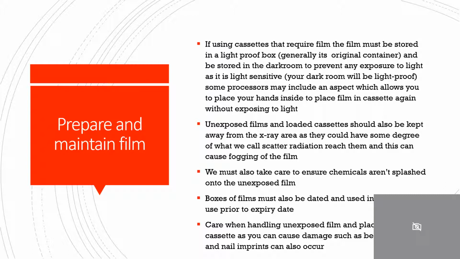Prepare and maintain film. If using cassettes that require film, the film must be stored in a light-proof box, generally its original container, and be stored in the dark room to prevent any exposure to light, as it is light sensitive, and your dark room will be light-proof. Some processors may include an aspect which allows you to place your hands inside to place film in cassettes, again without exposing to light. Unexposed films and loaded cassettes should also be kept away from the exterior area, as they could have some degree of what we call scatter radiation reach them, and this can cause fogging of the film.